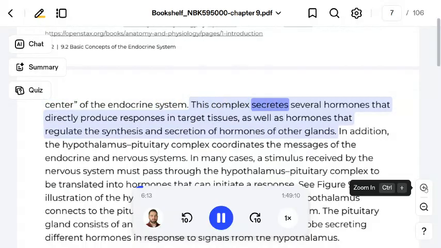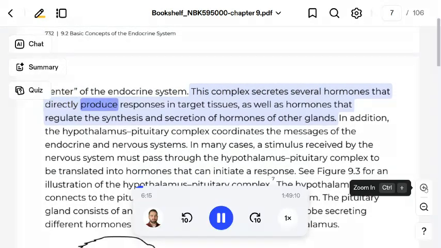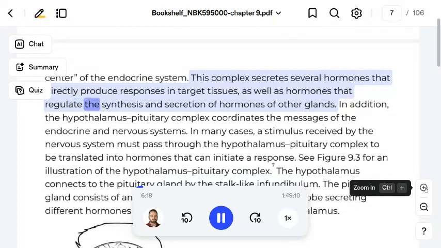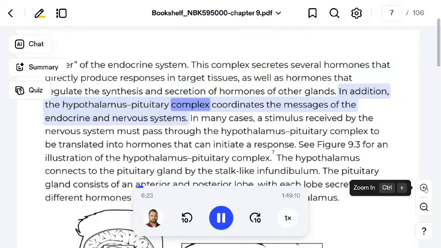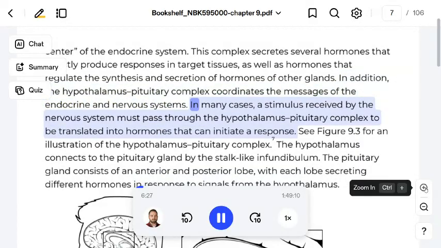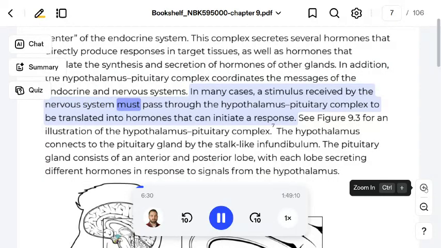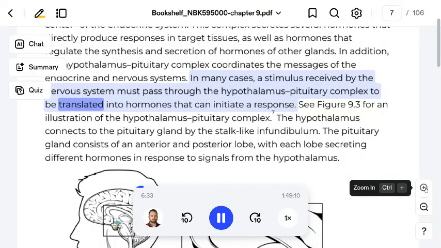This complex secretes several hormones that directly produce responses in target tissues, as well as hormones that regulate the synthesis and secretion of hormones of other glands. In addition, the hypothalamus-pituitary complex coordinates the messages of the endocrine and nervous systems. In many cases, a stimulus received by the nervous system must pass through the hypothalamus-pituitary complex to be translated into hormones that can initiate a response.